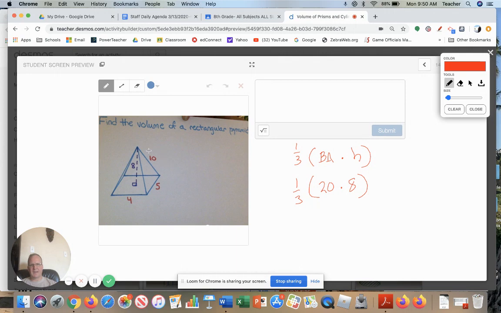Now, look at this 10. What about this 10? Doesn't mean anything. It only helps us if we're finding surface area, which in this case we're not. So we ignore the 10. All we need is the height and the base area. Okay, so go ahead and multiply these and put your answer there.